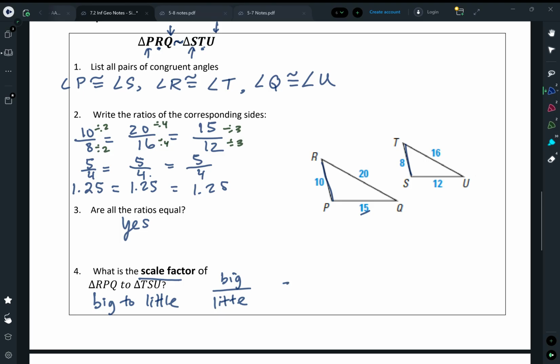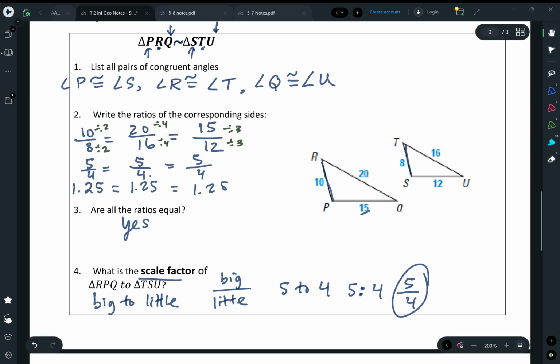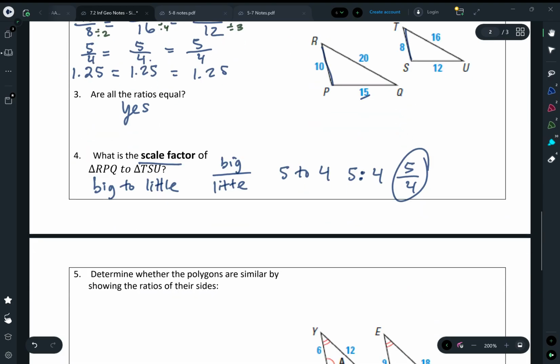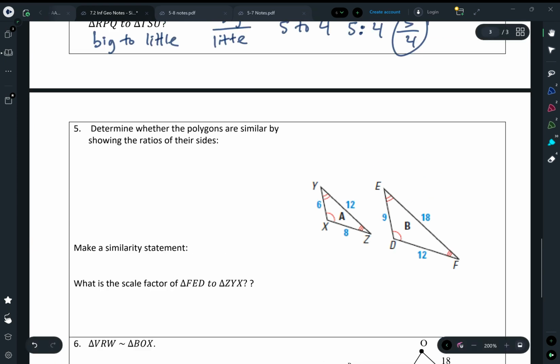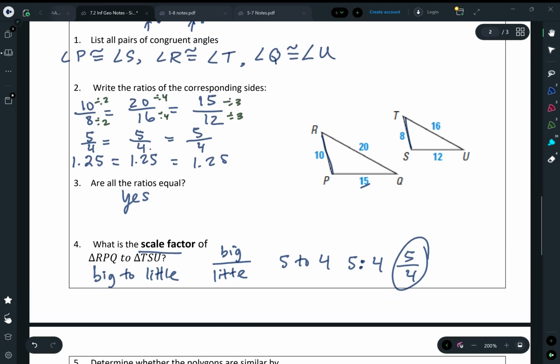So I could write 5 to 4. I could write 5 colon 4 like this. Or I could write it as a fraction. We tend to like fractions the most because, of course, this is a math class, but there are different ways to write that scale factor. So now we're going to go ahead and look. It says determine whether the polygons are similar by showing the ratio of their sides. So in our first example, we said, hey, they're similar. Let's look at how the ratios are equal.